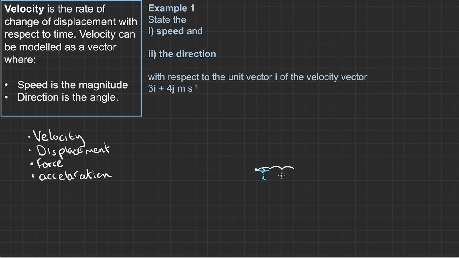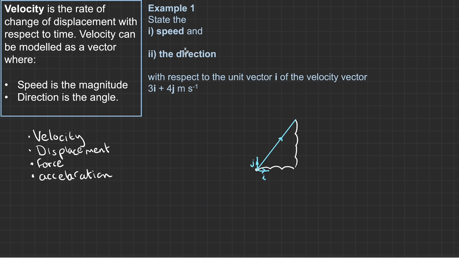And then 4 in the j direction. The j direction is perpendicular to the i, and again, it's 1 unit. So we're going to go 1, 2, 3, and 4. So our velocity vector starts from here and goes in that direction. Now, this velocity vector can go from any position. It can go from there, it can go from anywhere, but wherever it goes is always 3 in the i and 4 in the j.